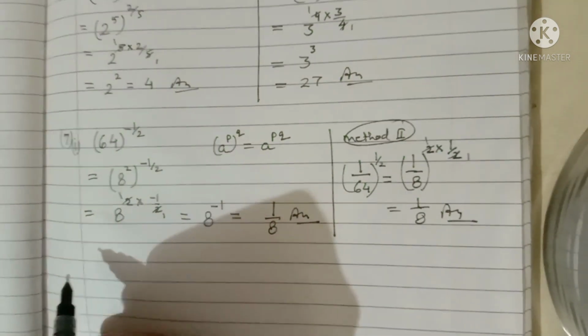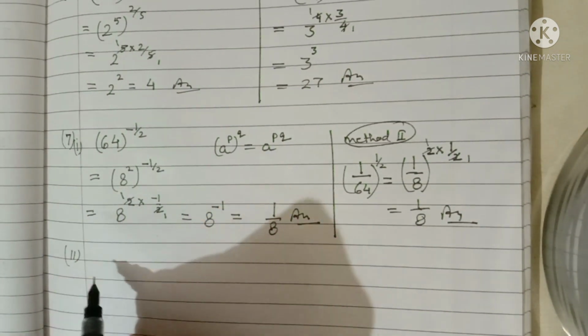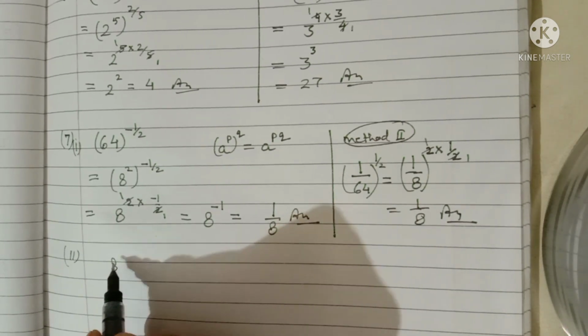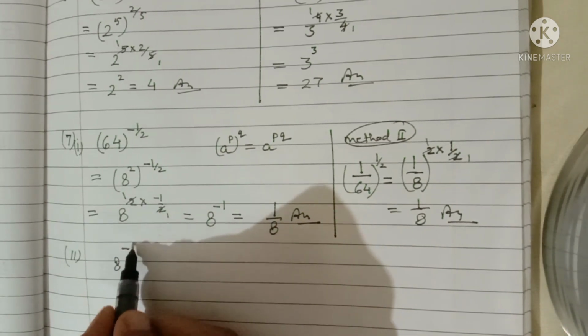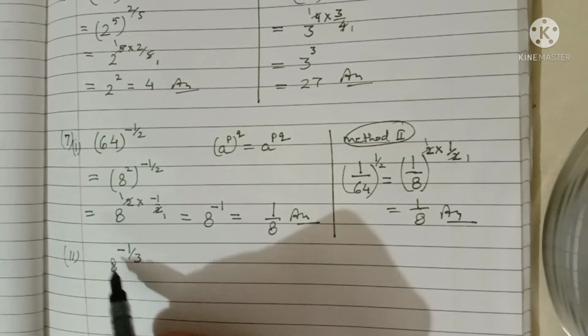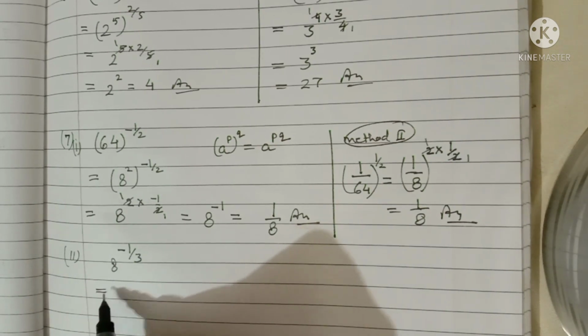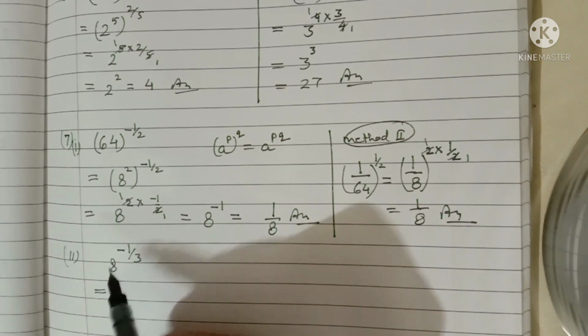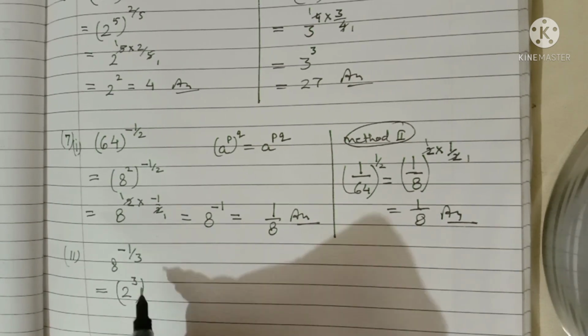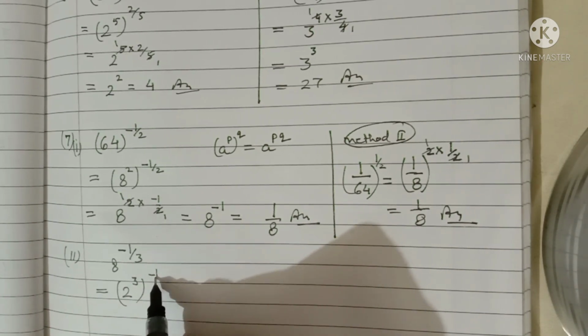Now come to the part second, which is 8 to the power of minus 1 upon 3. 8 to the power of minus 1 upon 3. Make it cube. This becomes 2 cube, which is 8. So you can write it 2 cube to the whole power of minus 1 upon 3.